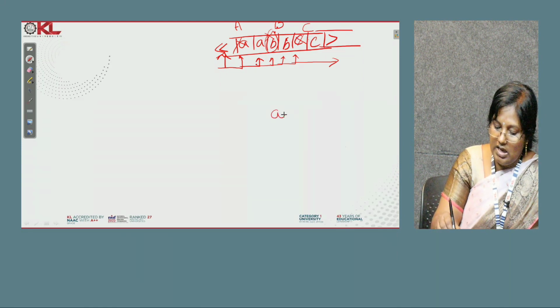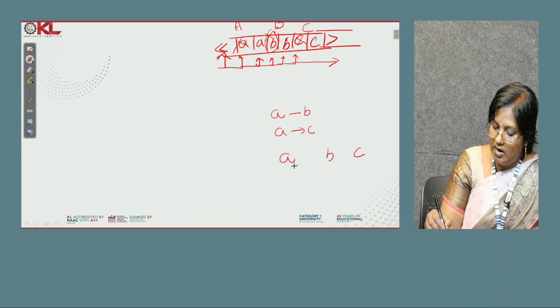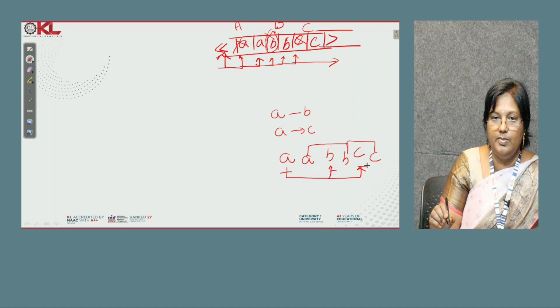So for one A there should be a match of one B, and for one A there should be one match of C. That means there should be a match of one A, B, C. If you are taking A again, there should be a match of B and a match of C. So this A should be matched to B, which should be matched to C. This is the logic behind our problem, and based upon this logic, we need to implement.